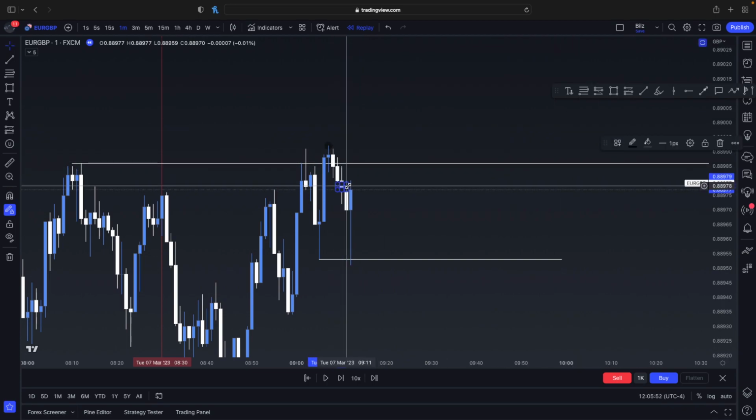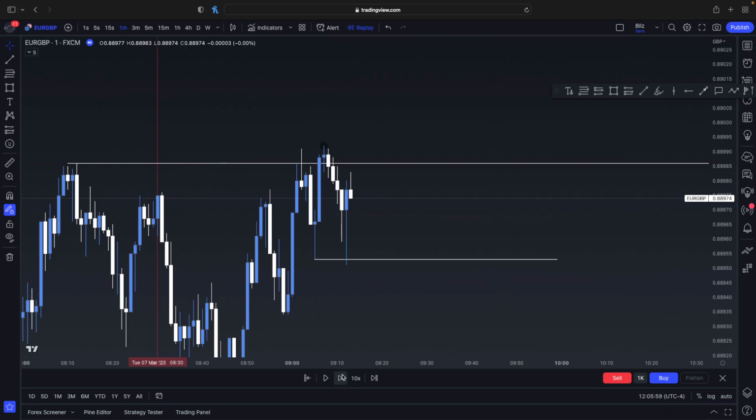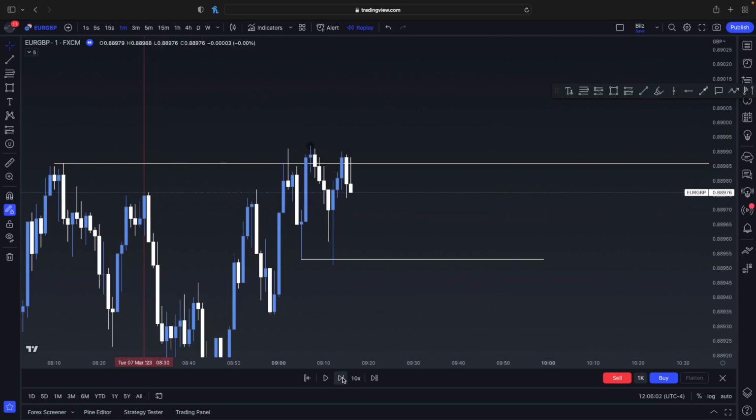This fair value gap got filled by this candle right here, so there's no entry right here. Also, the main reason is because of displacement. Make sure you do look for the displacement. I'll give you an example of that straight after this.